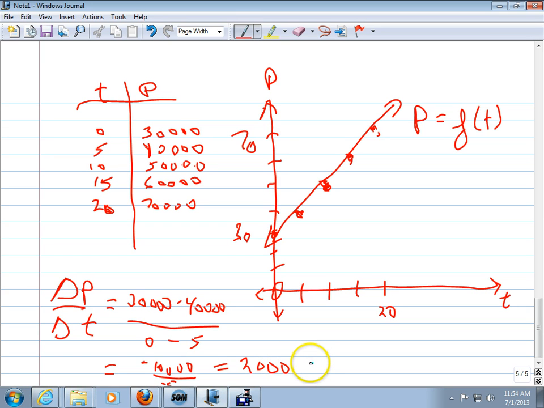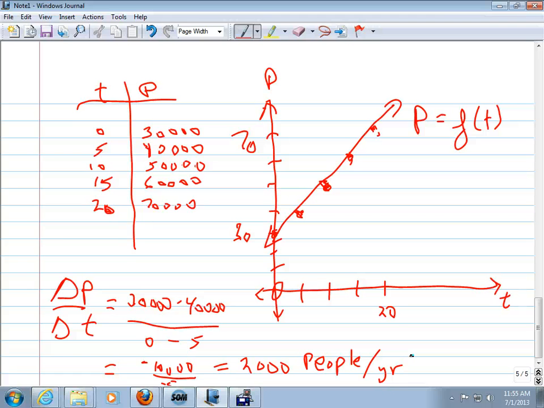And give me units. Delta P is in people, or peeps if you like, per delta T is in years, right? Okay. Now, the question is this. Is that going to be the same always? Even if you pick 2 different points. I picked the point 0, 30,000, and the point 5, 40,000. If I picked any other 2 points, would I still get 2,000 people per year? Yes, I will. Try it.